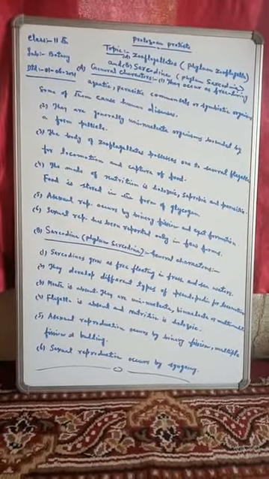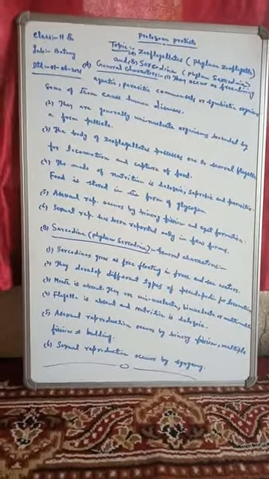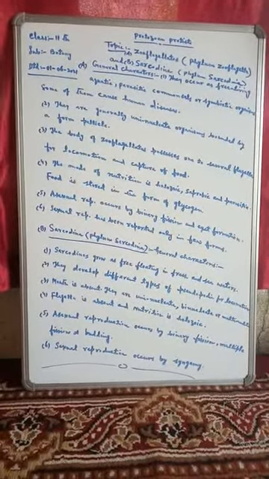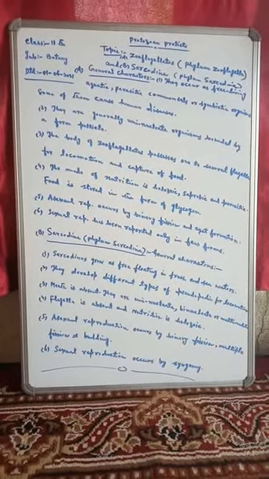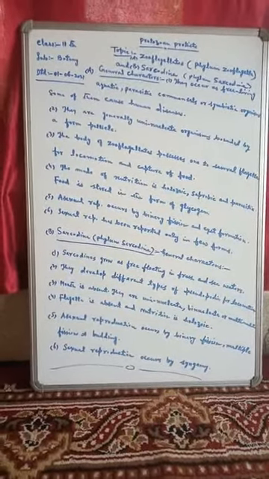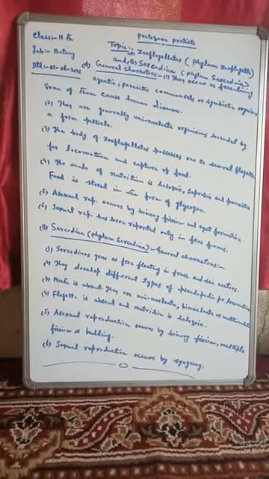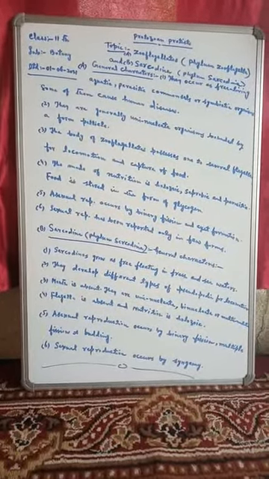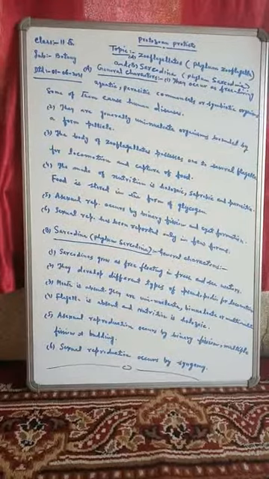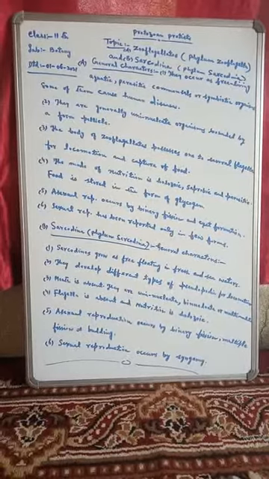So our today's topic is Zooflagellates and Sarcodina. First of all, we will take the Zooflagellates of phylum Zooflagella, and we will discuss the general characters of this group of protozoan protists. The main general characters of these Zooflagellates are as under. Number 1, they occur as free-living, aquatic, parasitic, commensals, or symbiotic organisms.